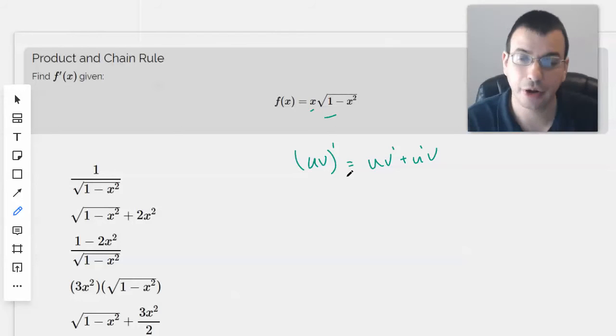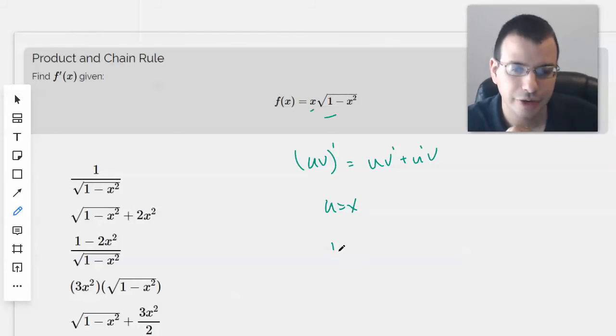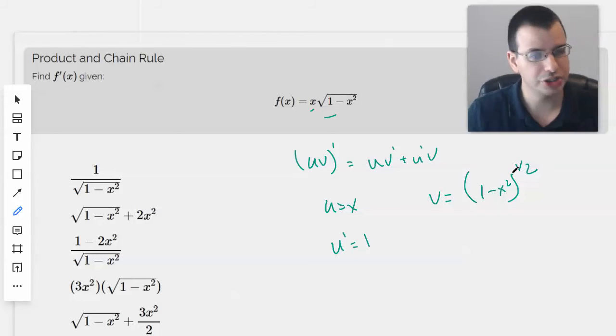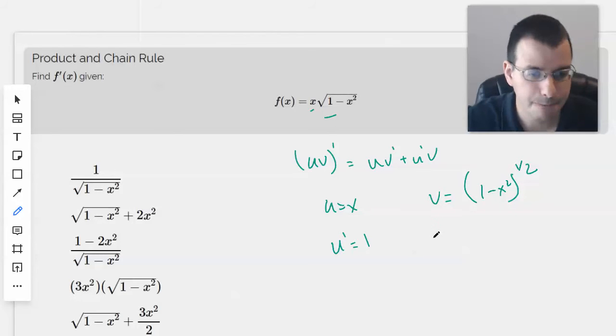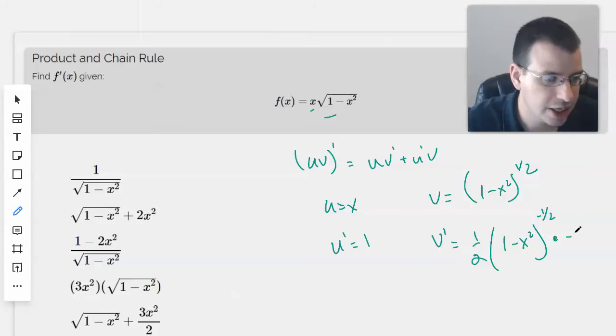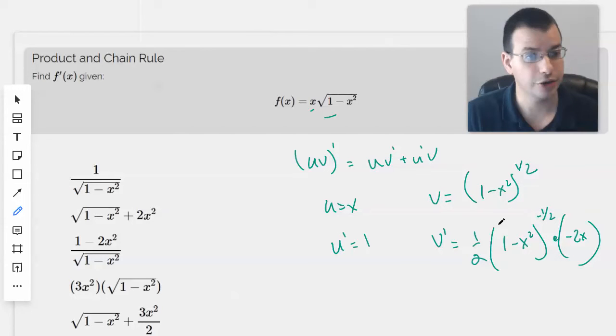Okay, so I'm going to say that u equals x, the easy one. u prime then just equals 1. v is 1 minus x squared to the 1/2. Square root is just to the 1/2 exponent. And then this is going to be the chain rule. So 1/2 times 1 minus x squared to the negative 1/2 times negative 2x, where negative 2x is the derivative of the interior.